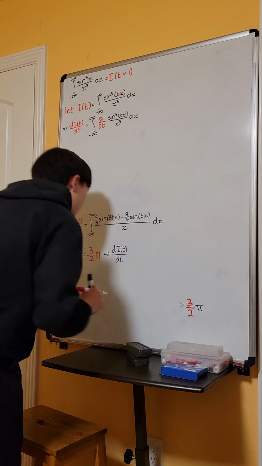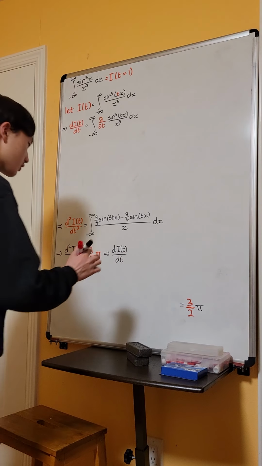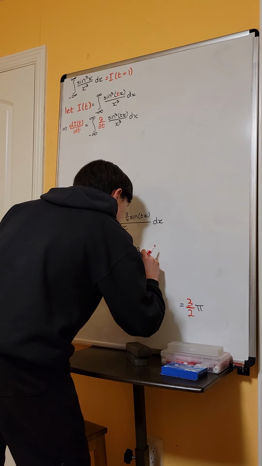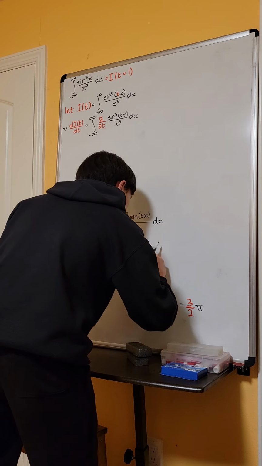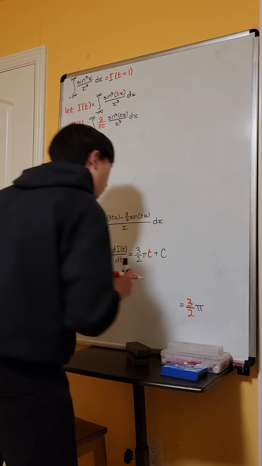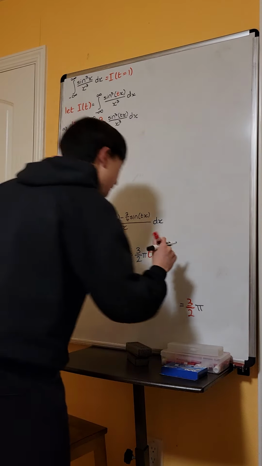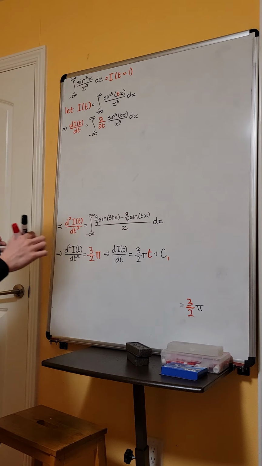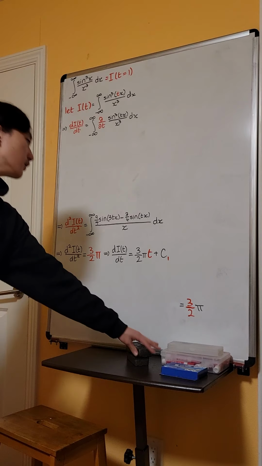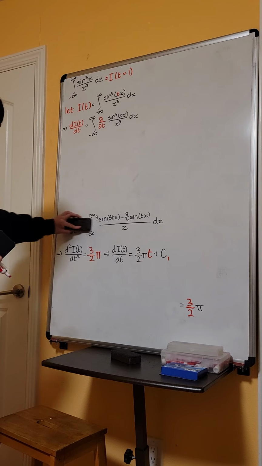On the right-hand side, this is just a constant in the t world, so you have to multiply on a t. And don't forget you integrated, so you have to add c. Of course, we're going to integrate one more time, so there's going to be more than one constant. I'm going to call this c1. Okay, what is c1?